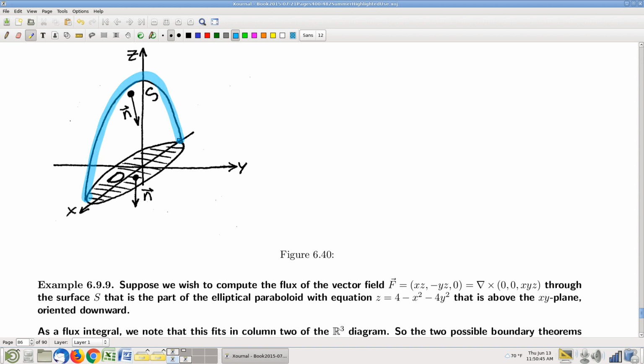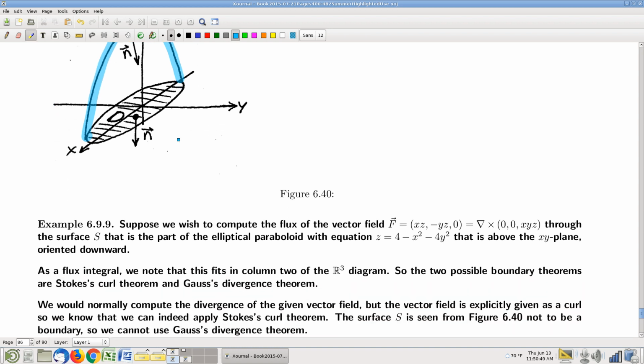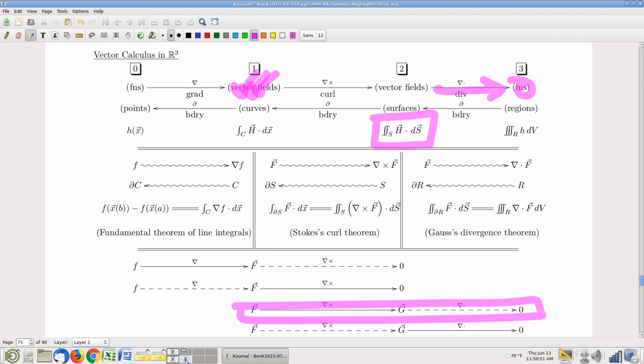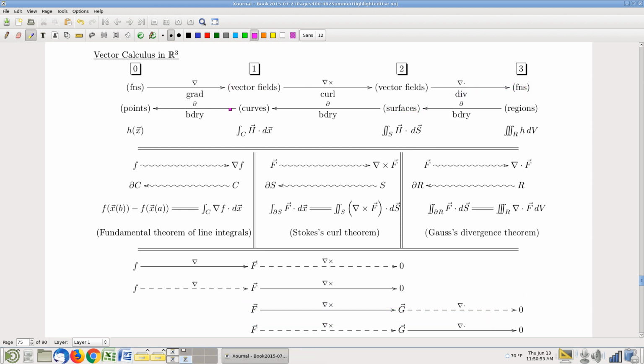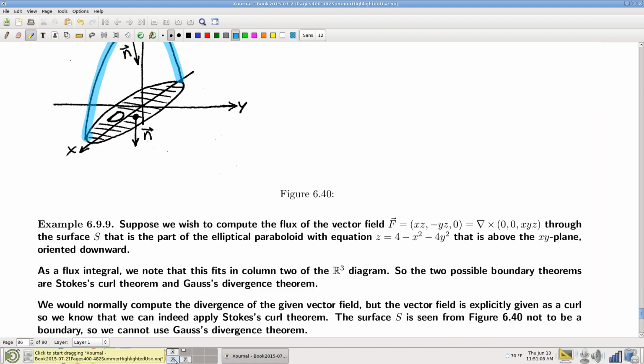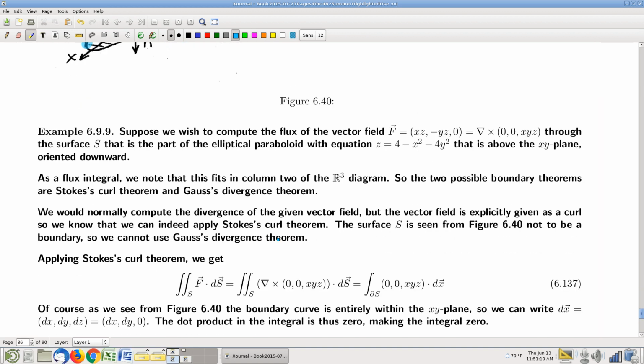Alrighty. Now we've computed the divergence. The divergence was 0. So we can use Stokes' curl theorem. Stokes' curl theorem is on the table. Now, normally we don't know how to find anti-curls, but in this case, the anti-curl was given. So I know what that f is in this line integral. It's that given anti-curl.